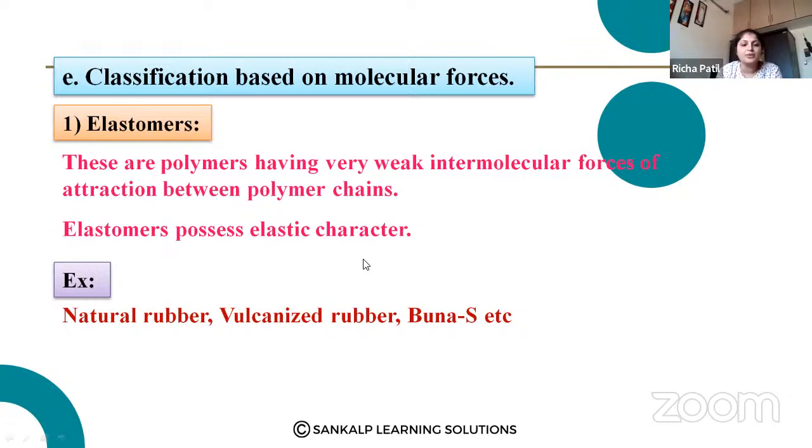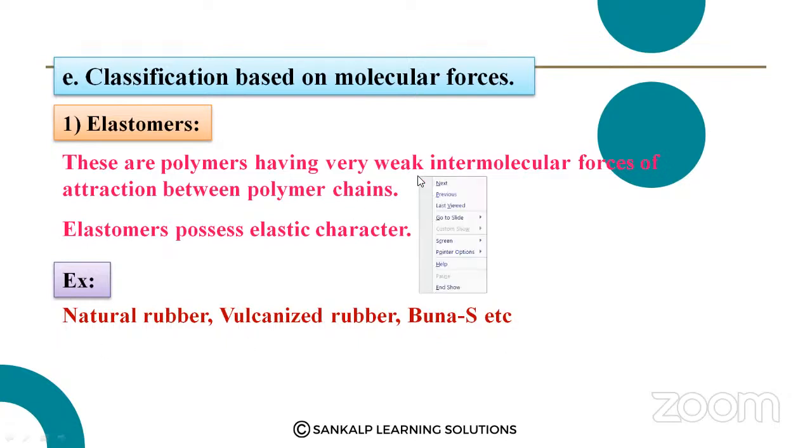What is the example? Natural rubber is an example. Then next is vulcanized rubber. What do you mean by vulcanized rubber? Your rubber is heated with sulfur, so it is called vulcanized rubber. We'll see it later. Next is Buna S. These are some of the examples of elastomers.